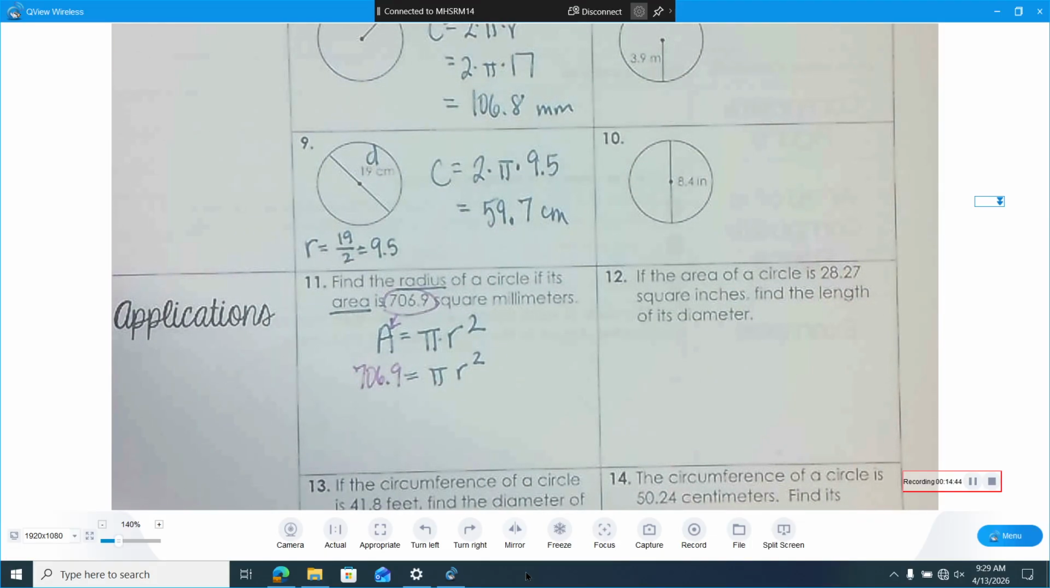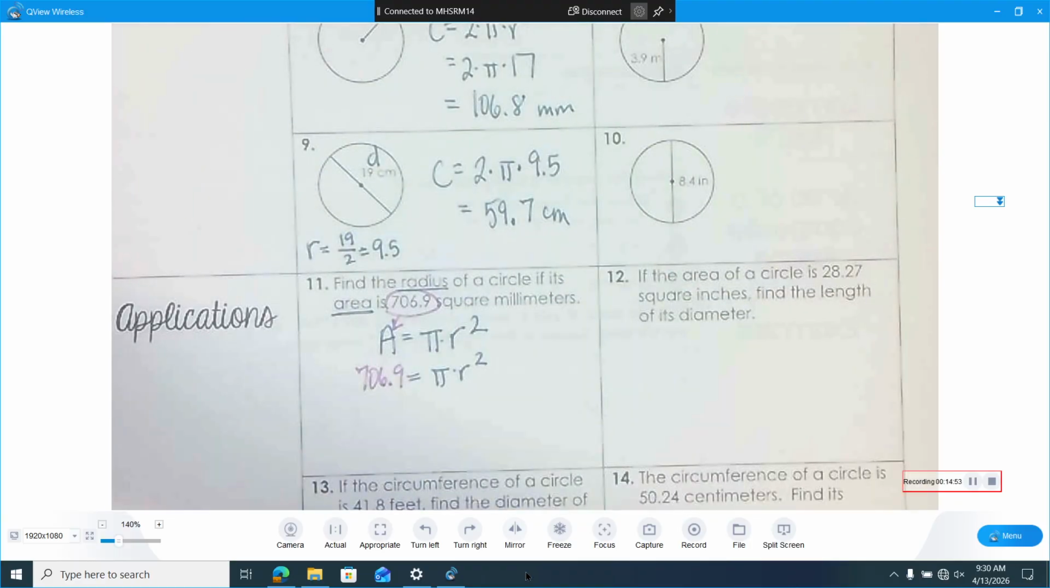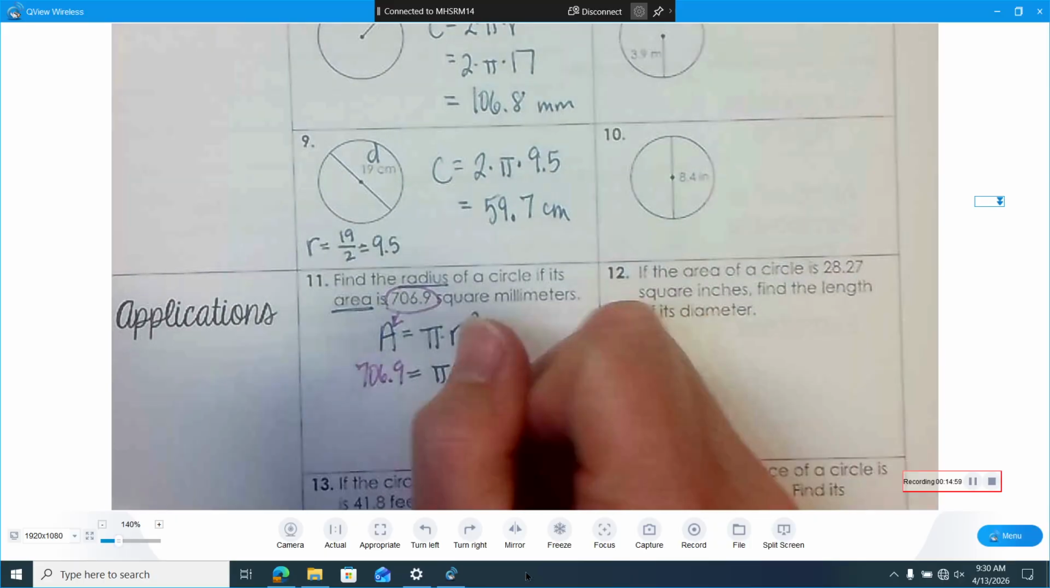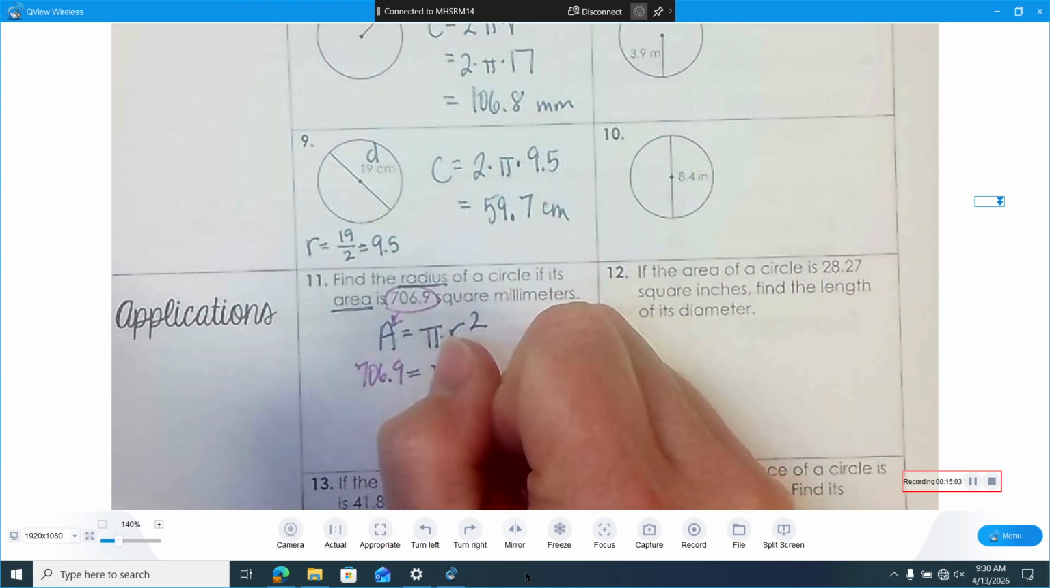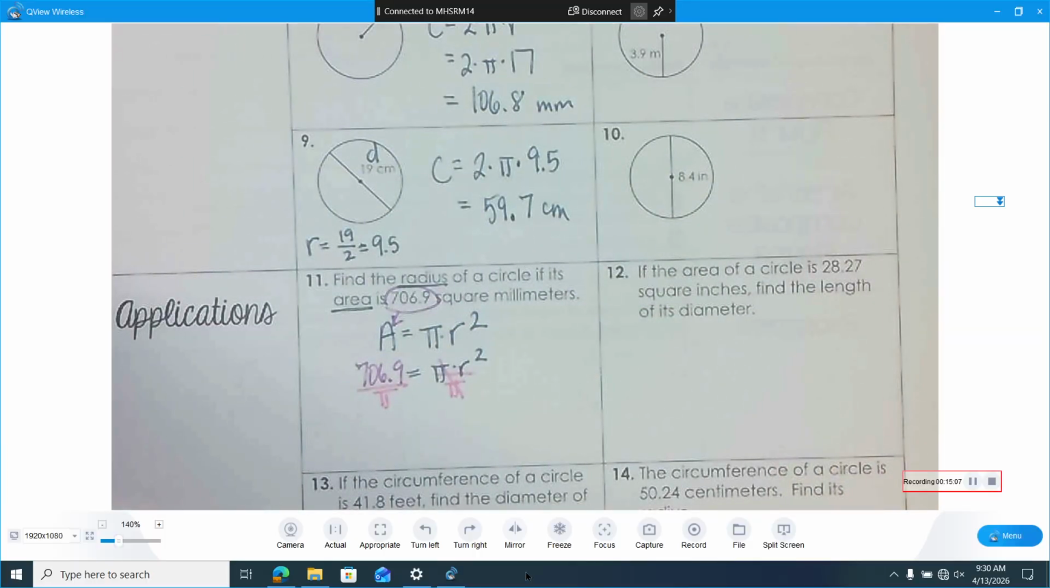Gentlemen, what should we do first to figure out the radius? Right now this says pi times the radius squared, so we've got to get the radius all by itself. What should we do? Divide by pi. Yeah, we're going to divide by pi on both sides, which is kind of interesting. Again, I need to know that you know how to use your calculator. Go ahead and put 706.9 divided by pi on your calculator. What do you get?